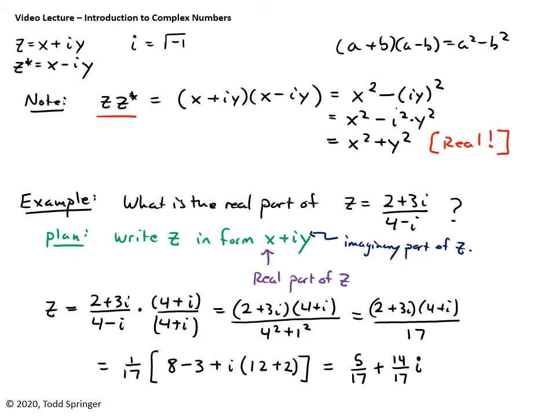And so what's the real part of z? Is 5 over 17. So that would be the answer to that question. So if you're looking for just the real part or the imaginary part, so I'm looking here for the real part, I need to write it in the form of x plus iy. The real part is the x, and the imaginary part is whatever is in front of the i.